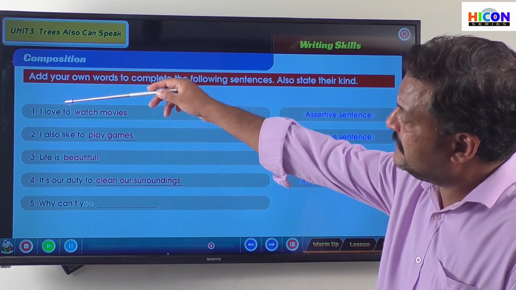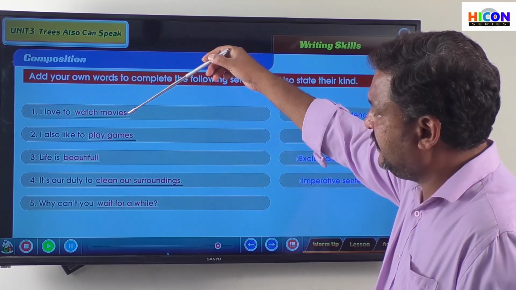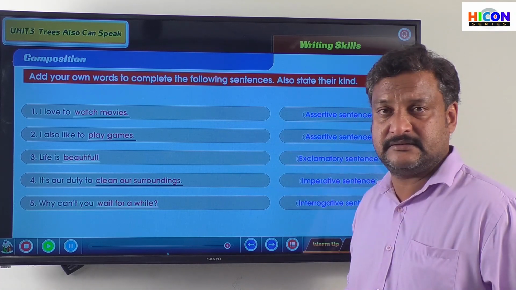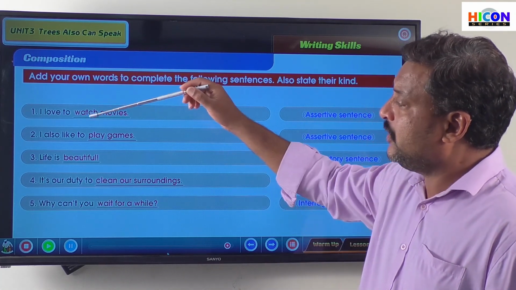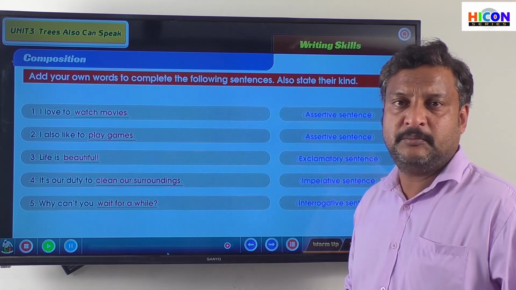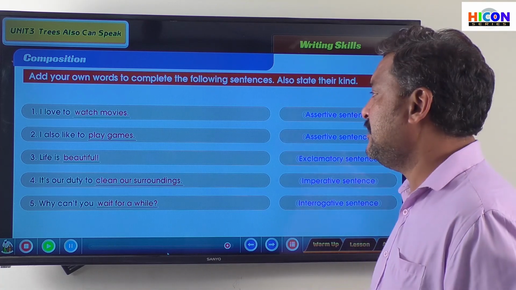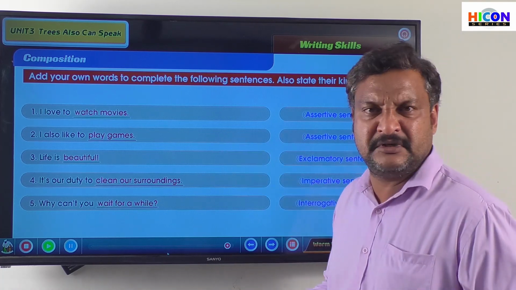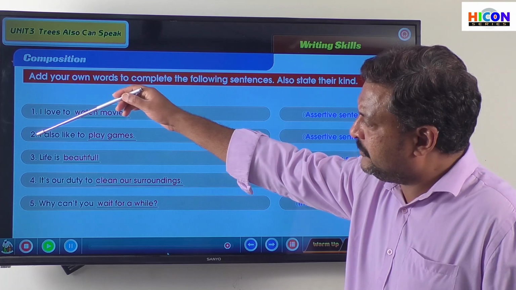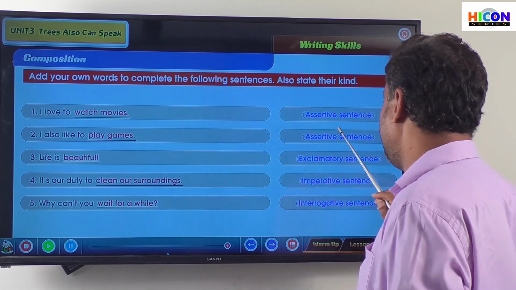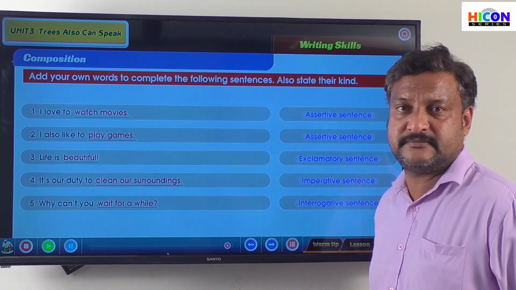So it's a common sentence starting with a capital letter, ending with a full stop, and that is an assertive sentence. Right? Second one, I also like to play games. It's also a common simple sentence. It's a capital letter here and a full stop here. So that is also an assertive sentence.